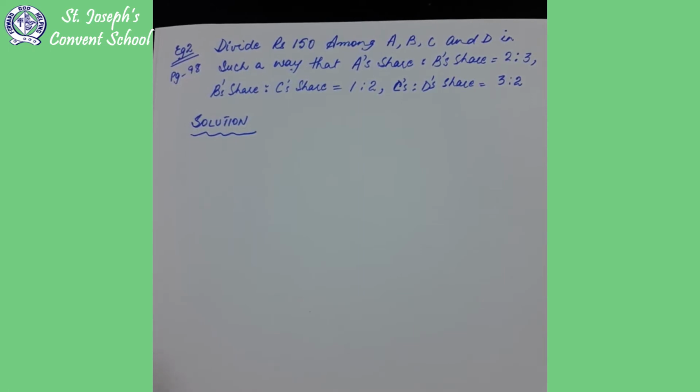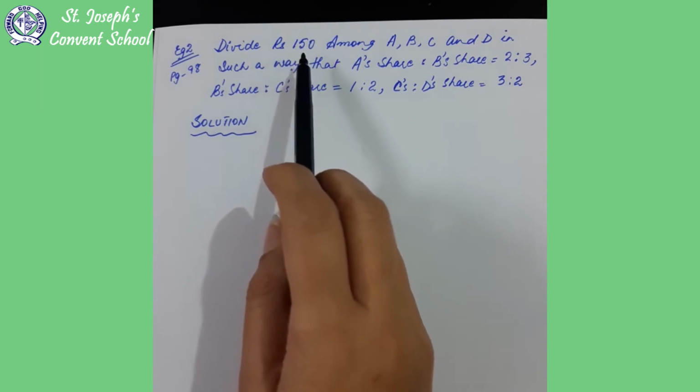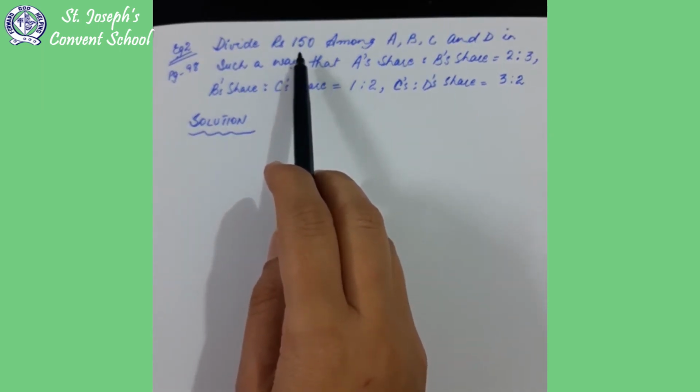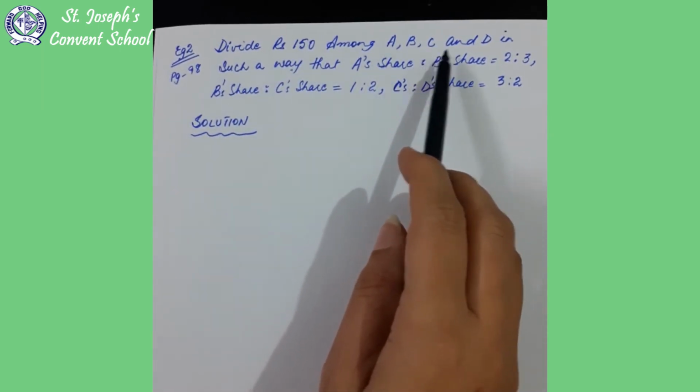Okay, question number 2, example number 2. Let's do example 2 now. In this example, you can see that it is written divide rupees 150. Okay, total amount is 150 among A, B, C and D.